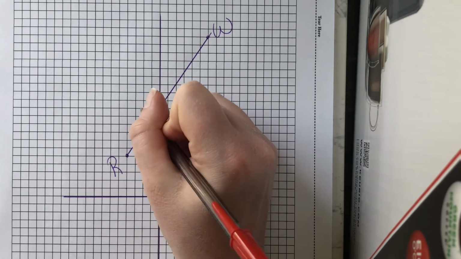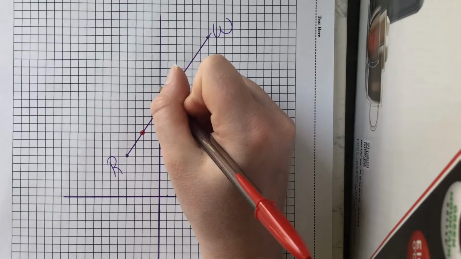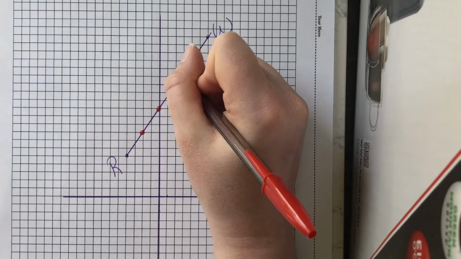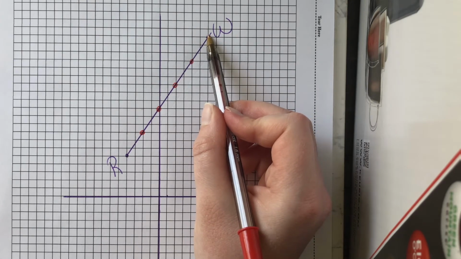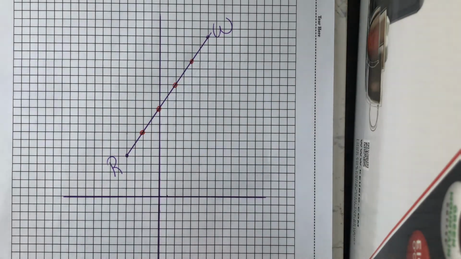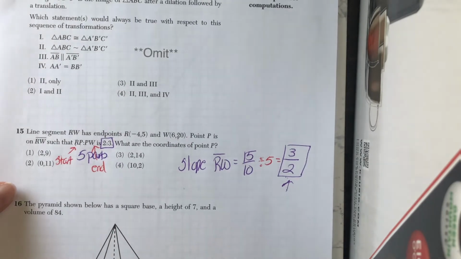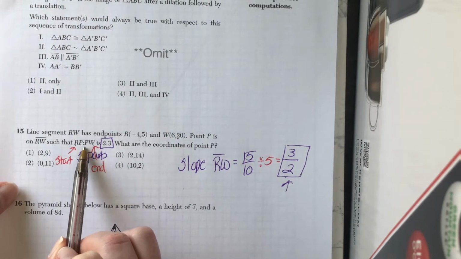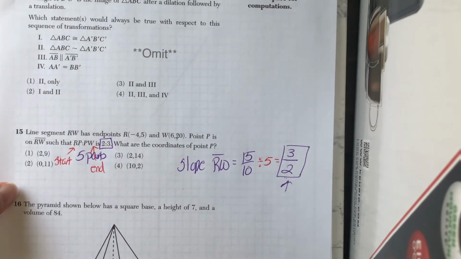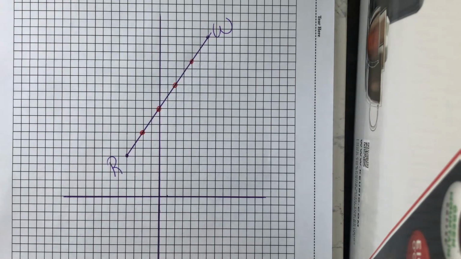Then I'm going to do it again, up 3 over 2, plot it, up 3 over 2, plot it, and then again up 3 over 2 and plot it. All right, because that last point would have been W. And then again, if I look back, it says that I want that ratio from R to P to have 2 parts, and I want that ratio from P to W to have 3 parts. So now I'm going to go back and highlight that.